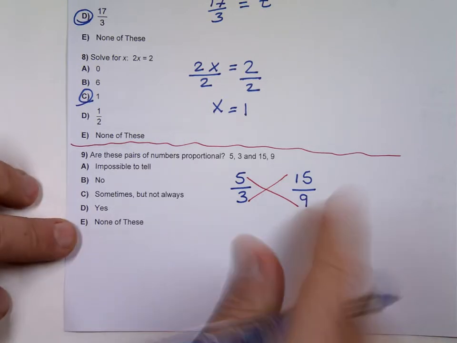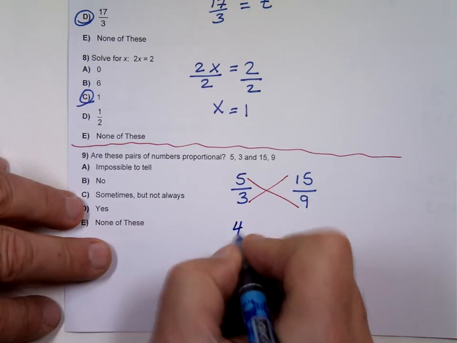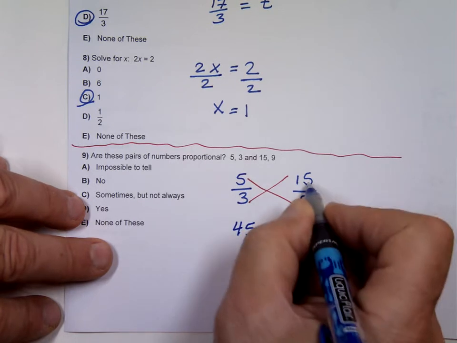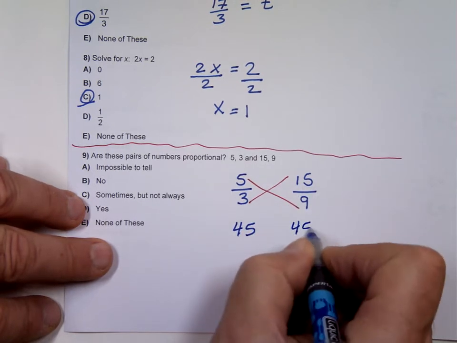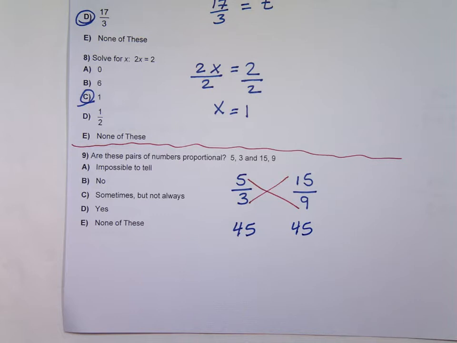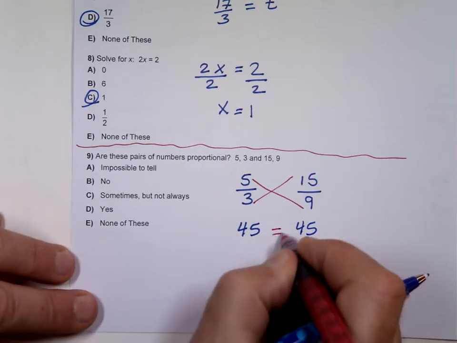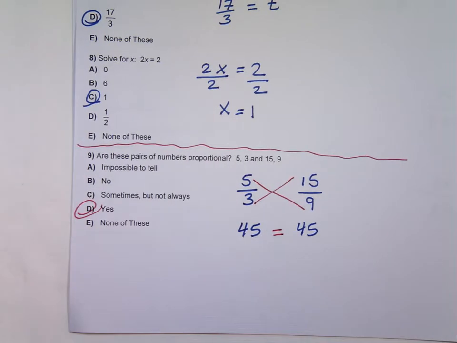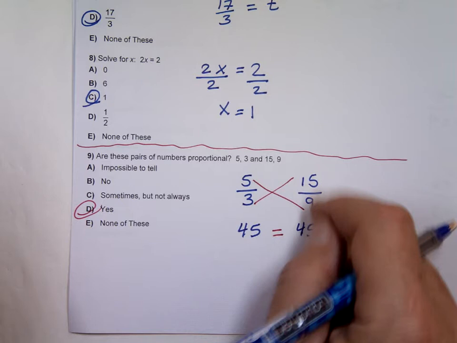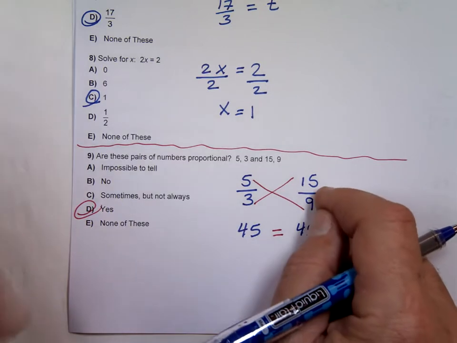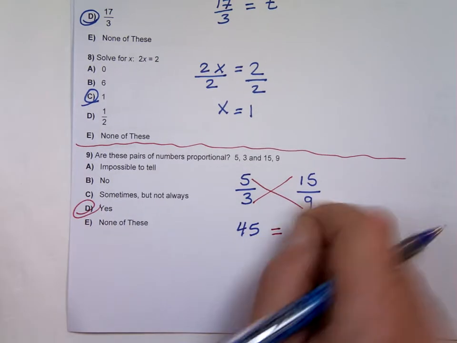What's 5 times 9? 45. What's 3 times 15? 45. Are they equal? Yes. Notice if you simplify the 15 over 9, you could divide it by 3. That'll give you what? 5 over 3, which is the same as this.